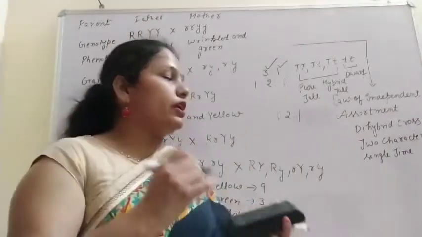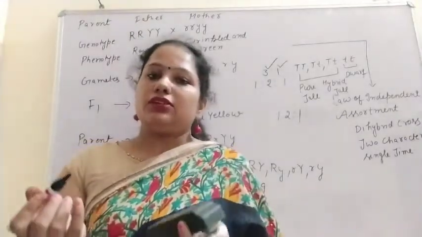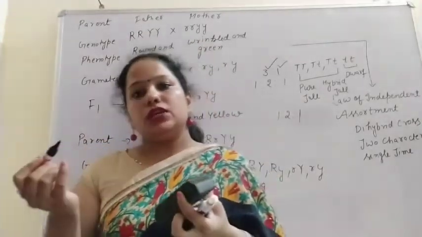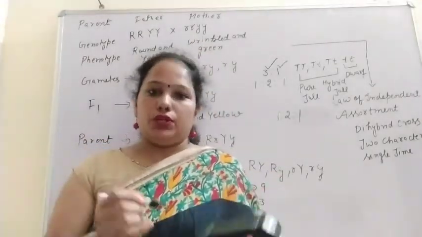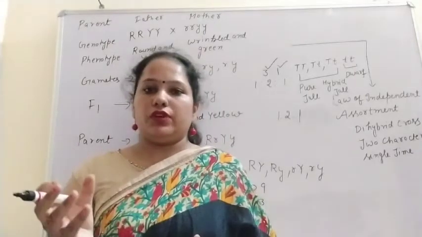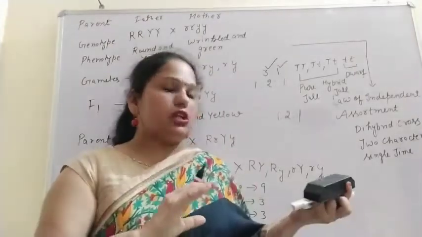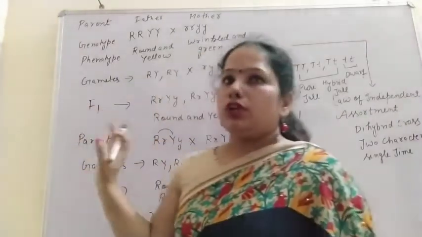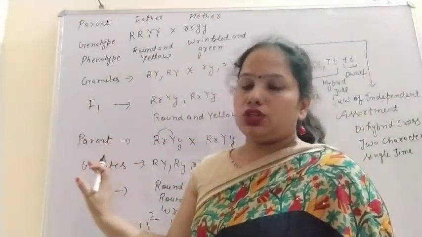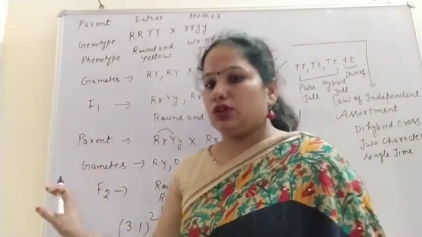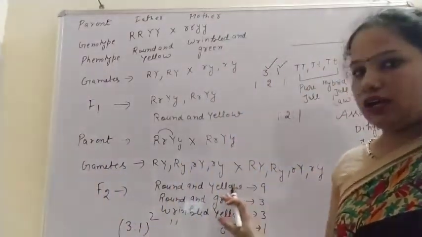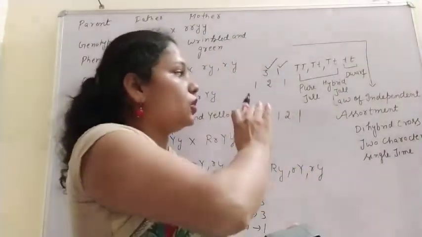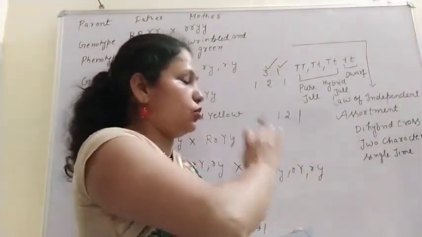After that, the law of independent assortment says that these factors can come with any one of the others, meaning their combination may be different. So that was discussed in dihybrid cross, in which the phenotypic ratio in the F2 generation shows different combinations. So that was about the law of independent assortment.